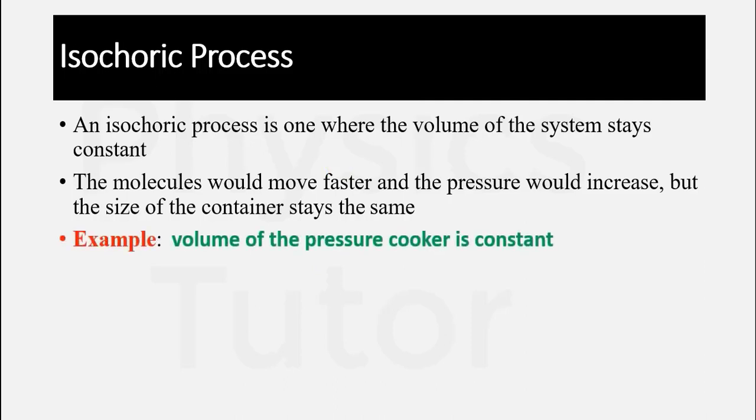For example, the volume of a pressure cooker is constant. In a pressure cooker, when food is boiled, we see that the volume doesn't increase, but the pressure increases with time, because we give continuous heat, which increases the internal energy, and this increase in internal energy causes an increase of pressure, not volume.